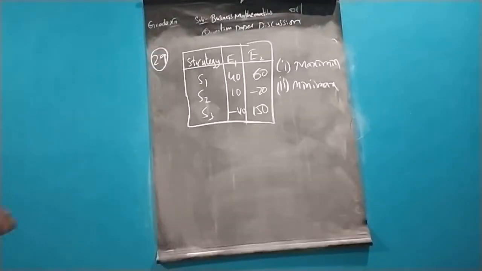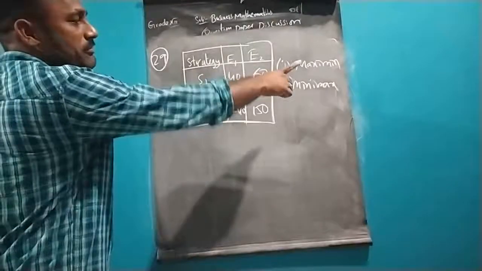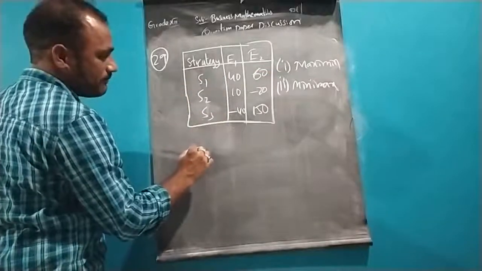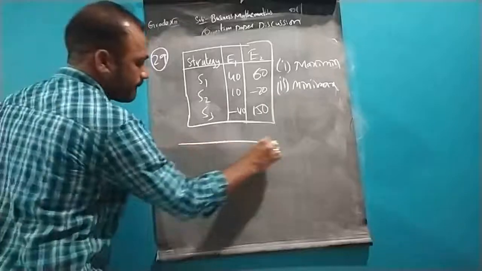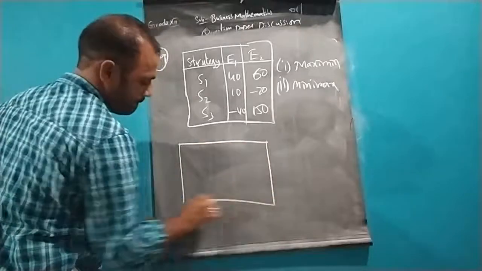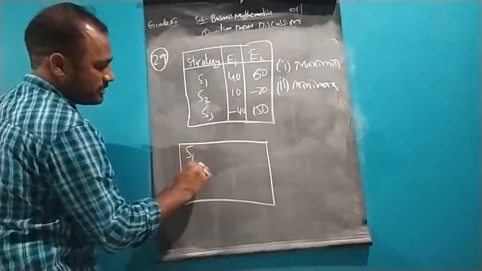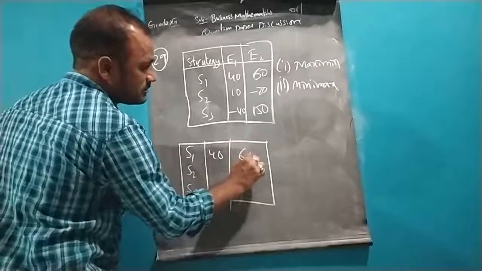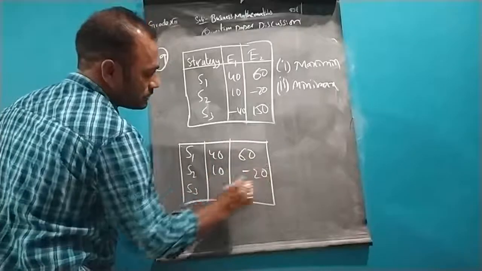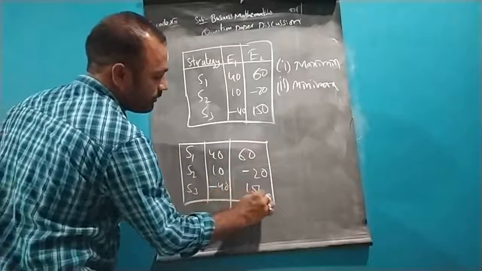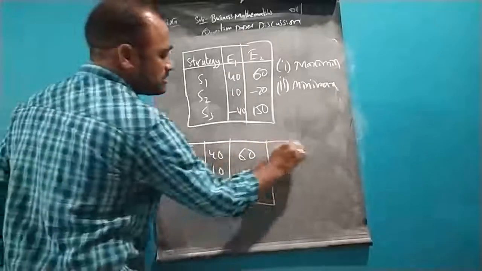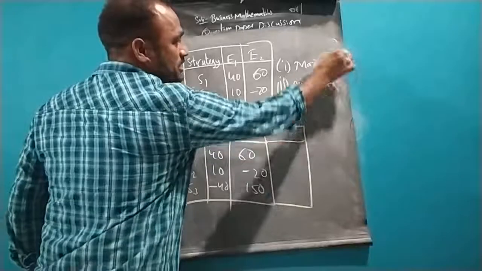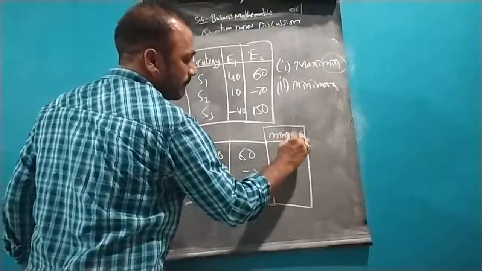Now let us see this 29th question. So we have been given some strategies, and we need to find out maximin and minimax. So we will write the strategies once again. So here S1, S2, S3: 40, 60, 10; -20, -40, 150. So the first question is maximin. The last word is min. So we have to find out the minimum.